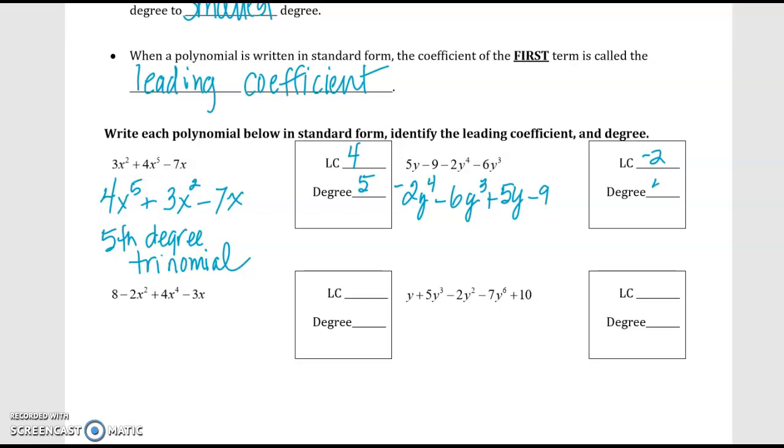Our largest exponent is 4. So this is a 4th degree polynomial. Remember, it has 4 terms, so we just use that general term polynomial. Okay, why don't you try the next 2, and then we'll go over those in class tomorrow, and I'm going to keep on moving forward.